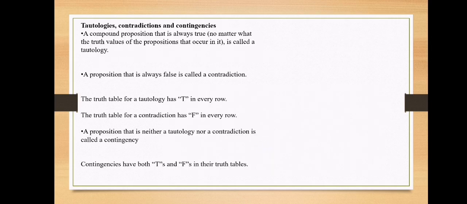So we have tautologies, contradictions, and contingencies. A compound proposition that is always true no matter what the truth values of the propositions that occur in it is called a tautology. A proposition that is always false is called a contradiction. The truth table for a tautology has T in every row, and the truth table for a contradiction has F in every row. A proposition that is neither a tautology nor a contradiction is called a contingency. Contingencies have both T's and F's in their truth tables.